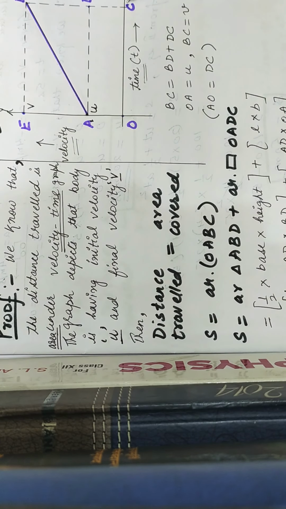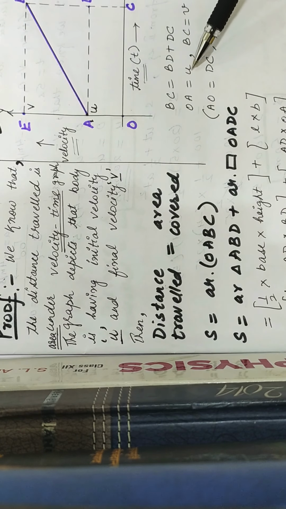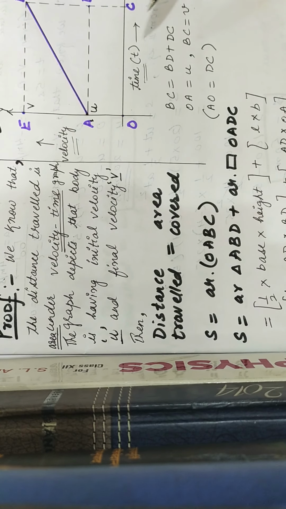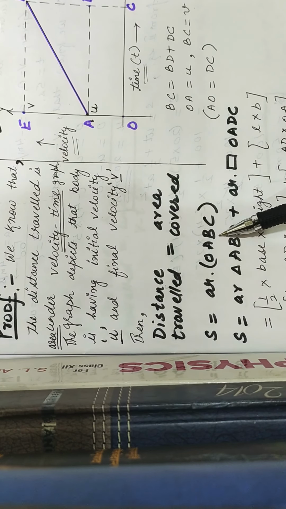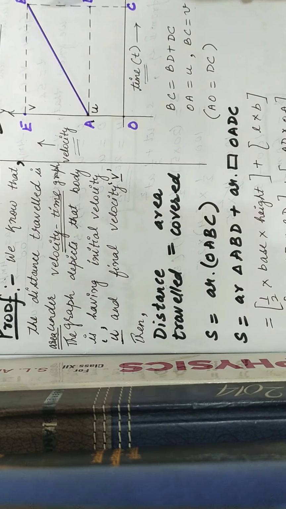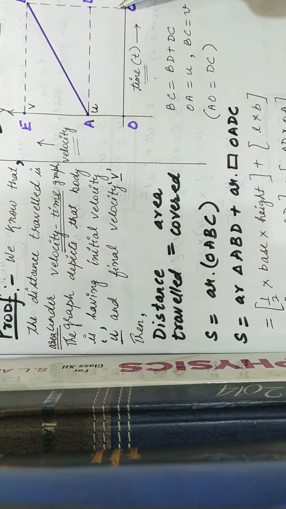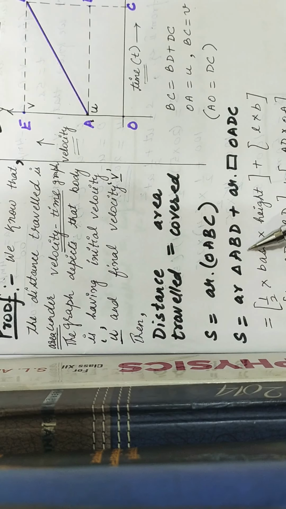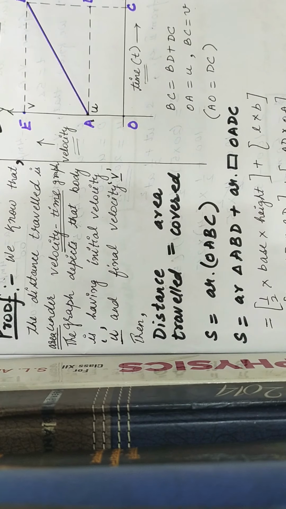From the graph, we may write that BC is equal to BD plus DC. OA is u and BC is the final velocity v. Geometrically, AO is equal to DC. Now, we may write distance as the area of OABC. This OABC can be broken up into the area of the triangle ABD plus the area of the rectangle OADC.